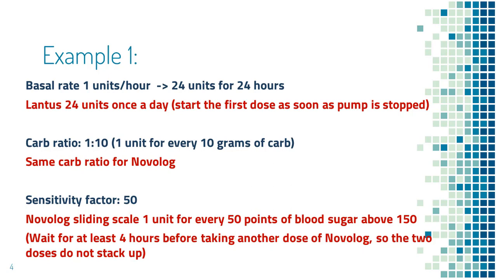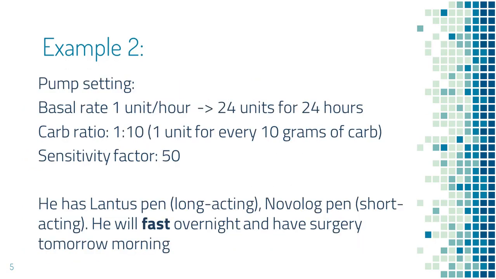One important thing, you should wait at least 4 hours before taking another injection of short-acting insulin. Otherwise, 2 doses of short-acting insulin will stack up and blood sugar will become too low. Now let's look at another example.